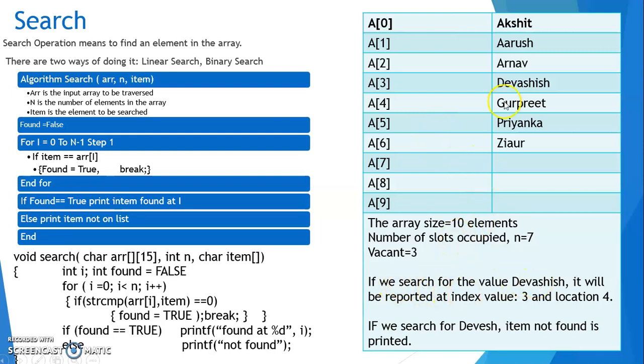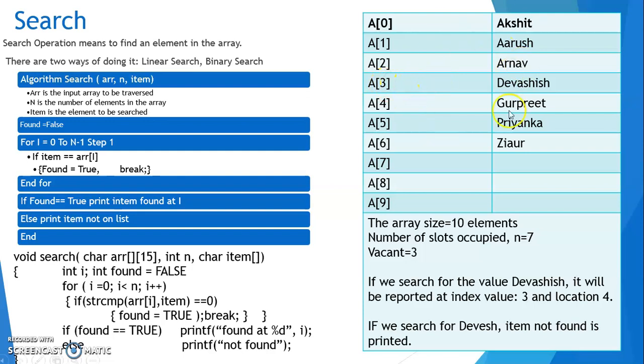Now how will we search? First we will take the element A0. We will match it with the string Devashish. Now, is Akshit equal to Devashish? No. Then similarly Arush with Devashish, Arnav with Devashish. Then we find at A3 the value is Devashish, and what we are looking for is also Devashish. So we will return this index value 3 as the place where we have found the item.